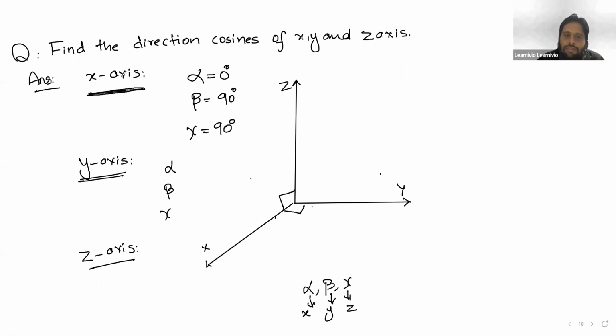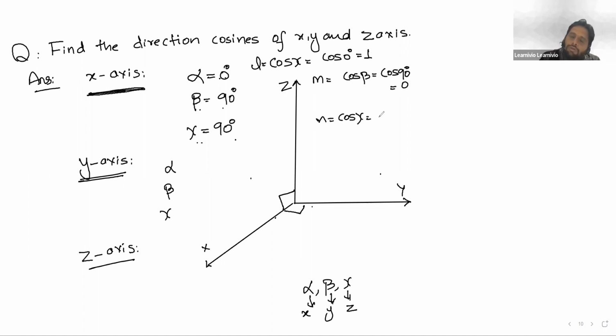Now check here. The x-axis makes an angle 0 with the x-axis, 90 degree with the y-axis, and 90 degree with the z-axis. These are clear, Aman? Yes, sir. So now find L. L is cos alpha. So what is this? Cos 0 degree, which will give you 1. What is M? Cos beta, which means cos 90, which will give you 0. What is N? Cos gamma, cos 90, which will give you 0. Is it clear? Yes, sir. Now it's clear. Okay, very good.